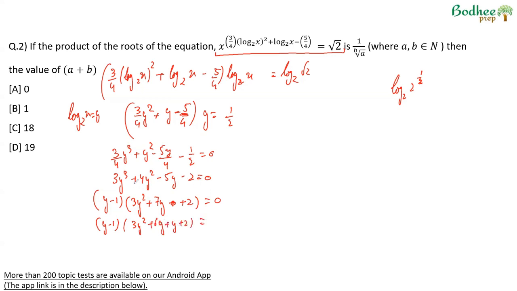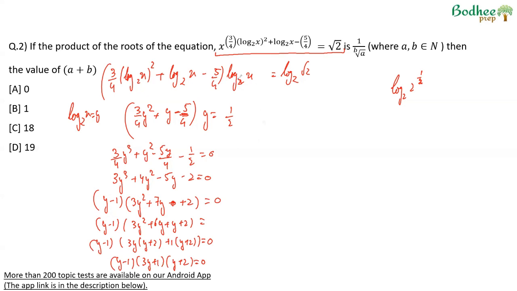Basically, what I've done is I put y as 1 here, so that satisfied one of the roots. From there, we can either look at the sum of the roots and the product of the roots and get the two other values, or divide this entire thing by y minus 1, which gives us 3y square plus 7y plus 2. And then factorize this. So this becomes y minus 1 into, this is 3y into y plus 2 plus 1 into y plus 2, which gives us y minus 1 into 3y plus 1 into y plus 2 is equal to 0.